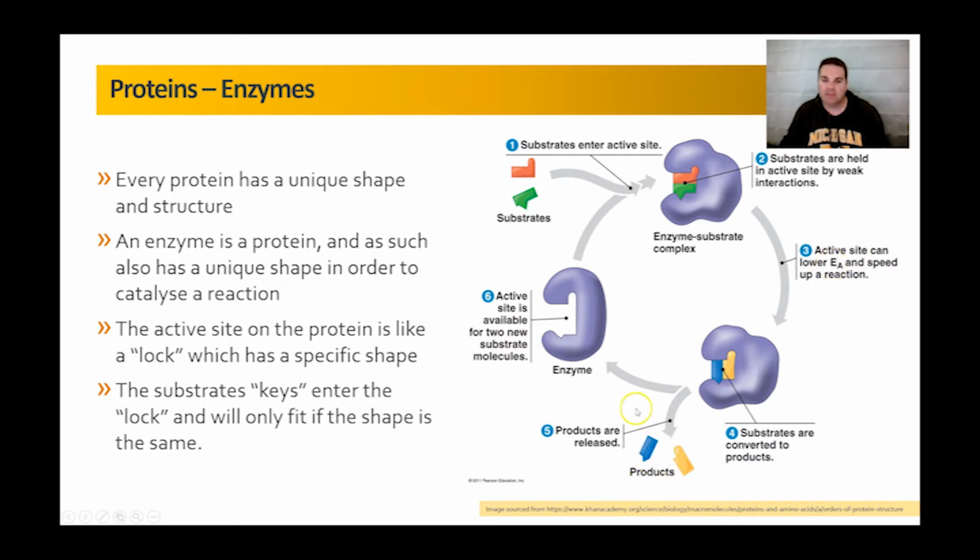We then get our products coming out, and you can see that the enzyme is still available to do another catalysation inside our body. So this is our body's way of speeding up organic reactions which are really, really slow.